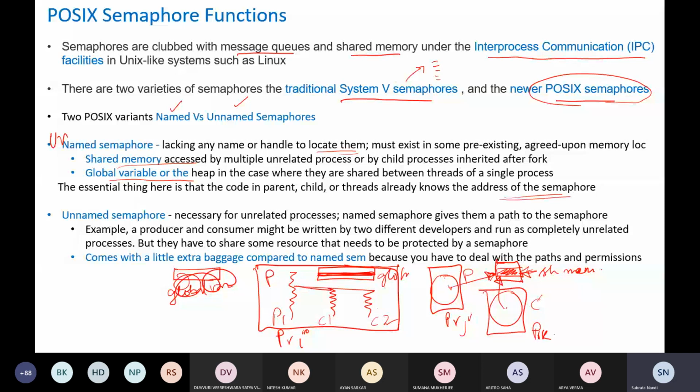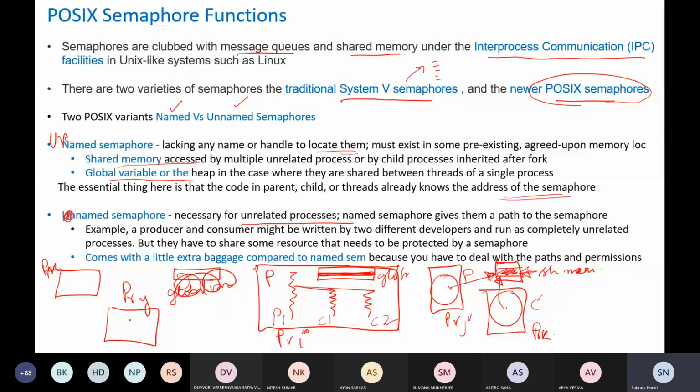So the way the processes are related probably decides which option we actually opt for. Unnamed semaphore is meant for those, and the named semaphore is meant for unrelated processes. So where this is, say, process PRX, and this is, say, process PRY.